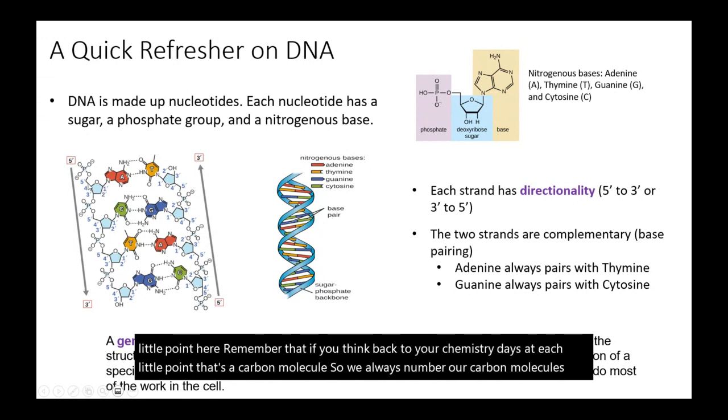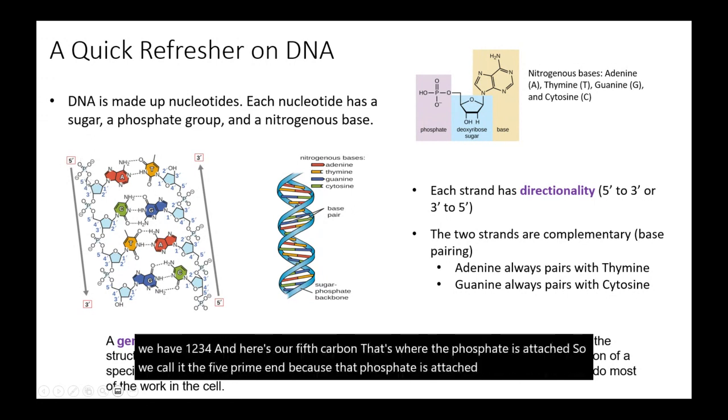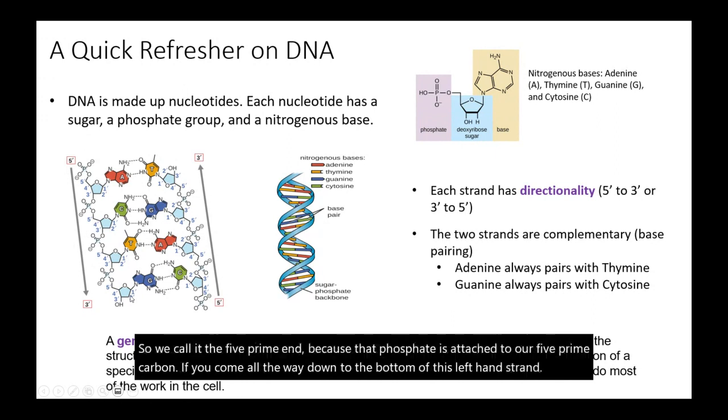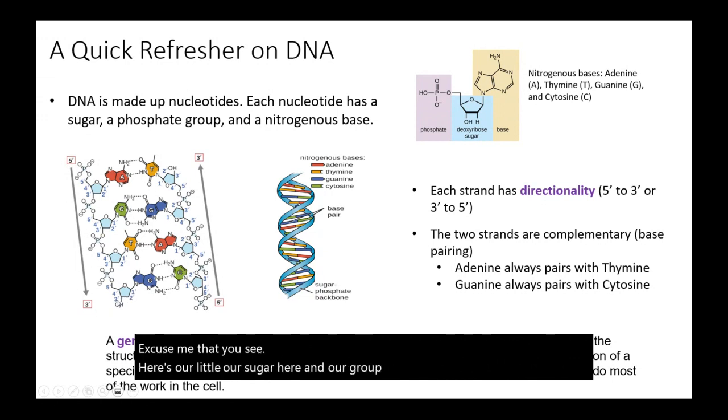So we have 1, 2, 3, 4, and here's our 5th carbon. That's where the phosphate is attached. So we call it the 5' end because that phosphate is attached to our 5' carbon. If you come all the way down to the bottom of this left-hand strand, what is the most bottom thing that you see? Well, here's our sugar here, and our OH group is coming off the 3' end, okay?